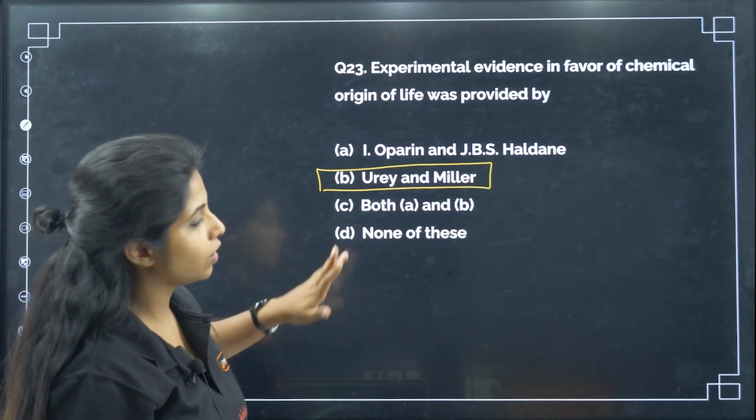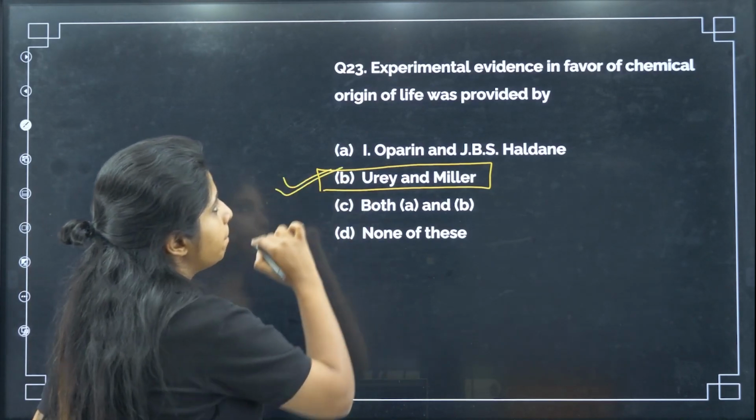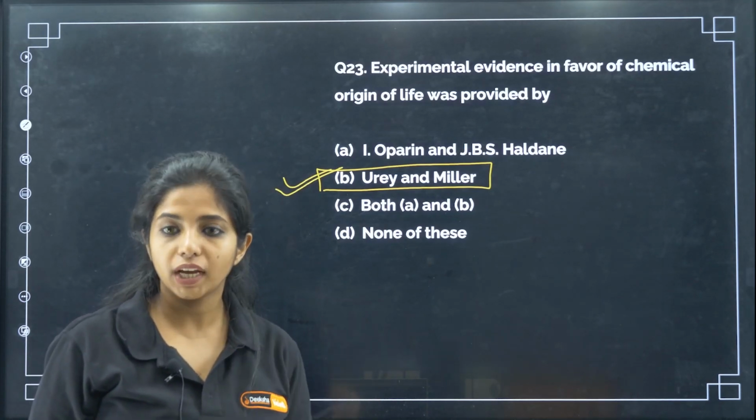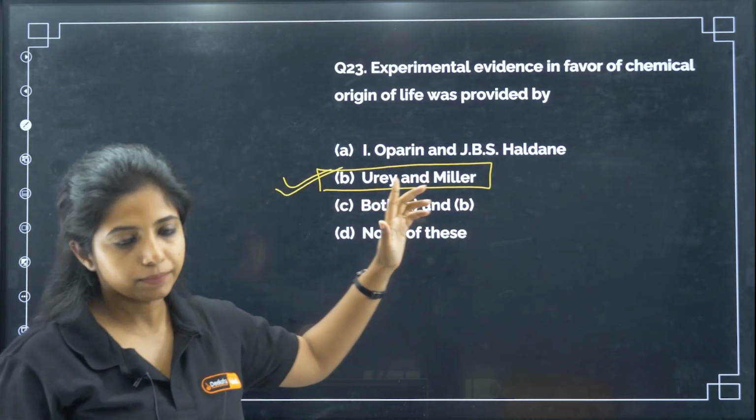Not both A and B, not none of the above. Your answer would be B. Experimental evidence in favor of chemical origin of life was provided by Urey and Miller.